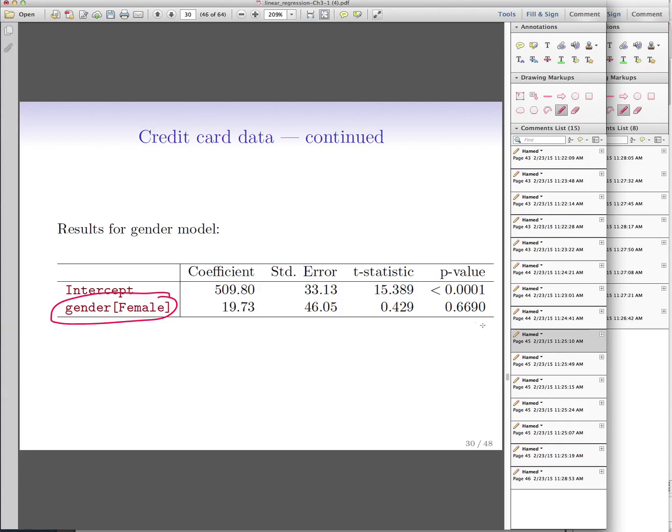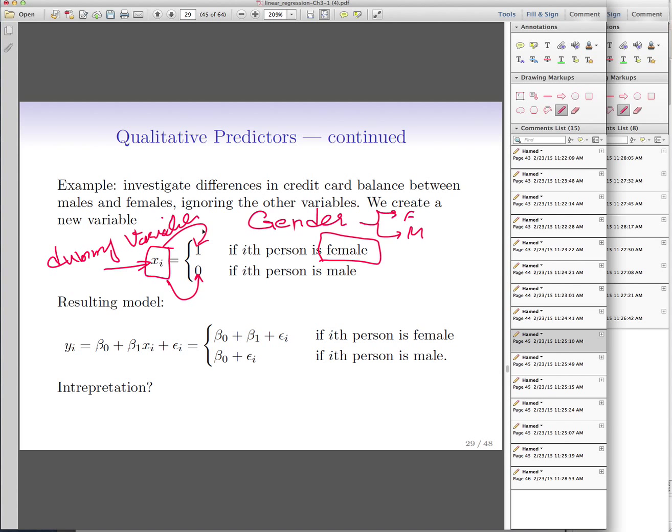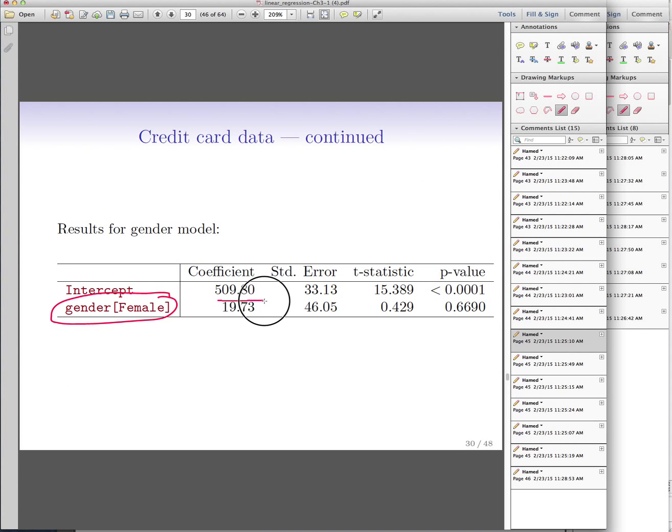So that was beta 2 in my previous example, but in this case we only have gender, nothing else. So beta 1 is just gender. We don't have income here, so that's the coefficient we get. First of all, this is not significant at all. The p-value is more than 5%, so that is not a significant thing to say. But let's assume it was significant. If it was significant, that would mean on average females have $20 more balance on their credit card.